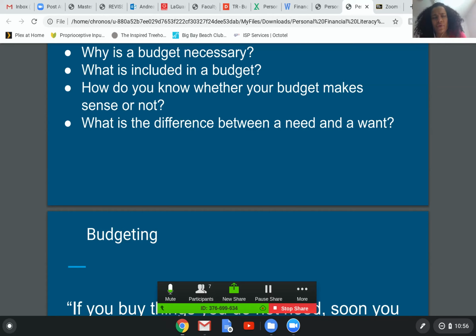And then you've got your variable expenses. For many of us now, some of those expenses have changed quite significantly because we're at home. So they may not look the way they used to. Good. How do you know whether your budget makes sense or not?